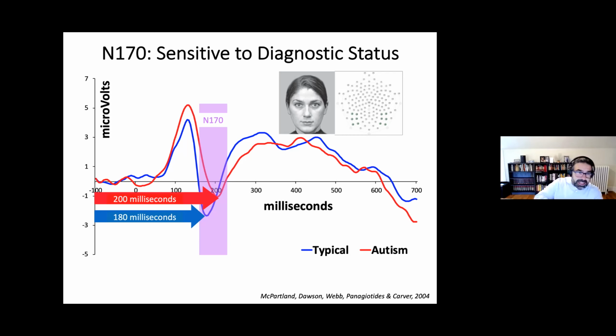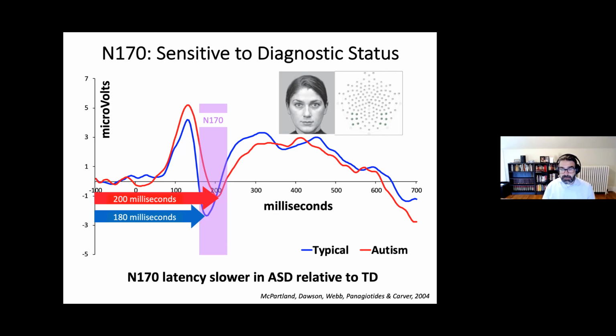I'm going to tell you a lot about the studies that we have done to understand the N170 and what it means for autism. As I do, I'm going to keep referencing back to that list of scientific considerations that I described. So here I'll reference back: we see it's sensitive to diagnostic status. The N170 is slower, more inefficient, in people with autism relative to typically developing individuals.